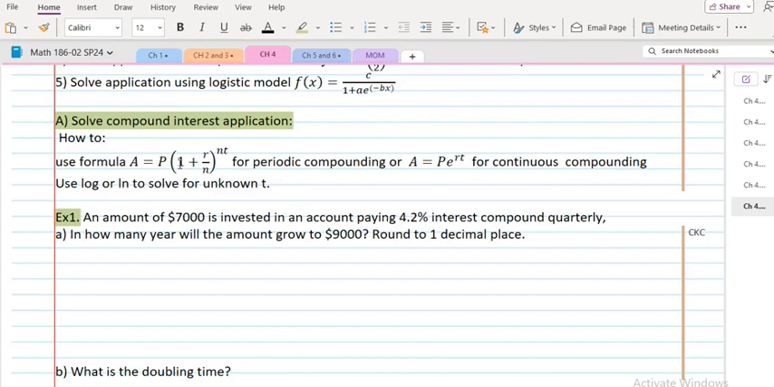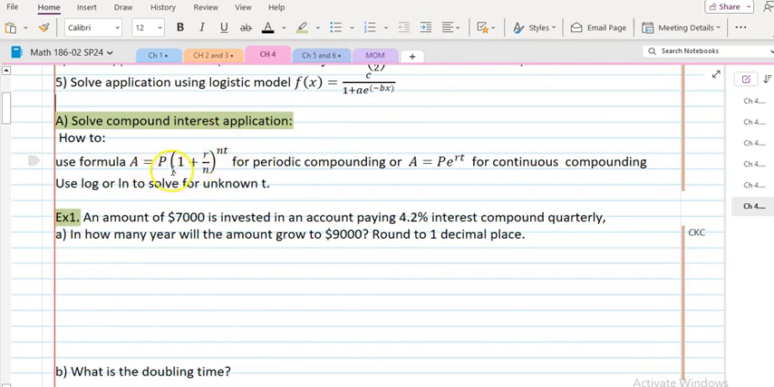I need to connect my pen into it because I can't see my pen. Yeah, okay, it's better. So this is the formula: A equals P e to the power rt for continuous compounding. So in chapter 4.1, we have been just using this formula, plugging in t to find the amount, or sometimes find the rate, or find the P, but we never find time.